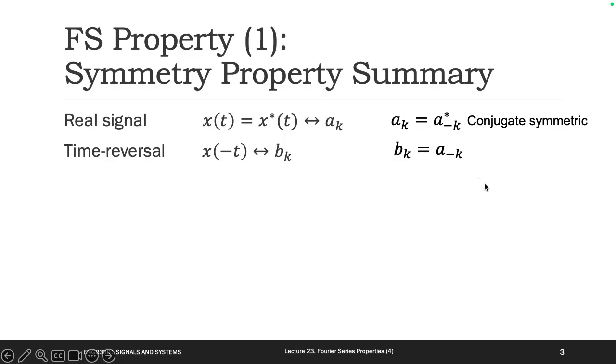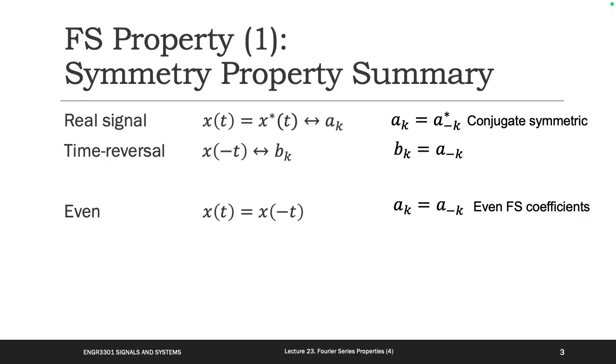Okay, and then for the even signal, x(t) equals x(-t), am I right? This is even. What's the relationship for the FS coefficient? Do you remember? The a_k should equal a_{-k}, and we call this one even FS coefficient, which means if you find a_k equals a_{-k}, your signal is an even signal. That makes sense to you?